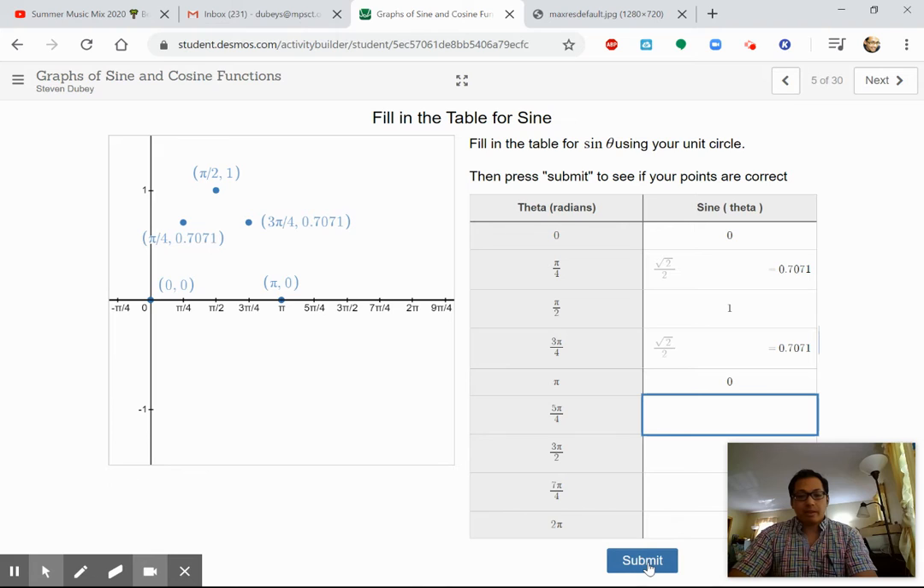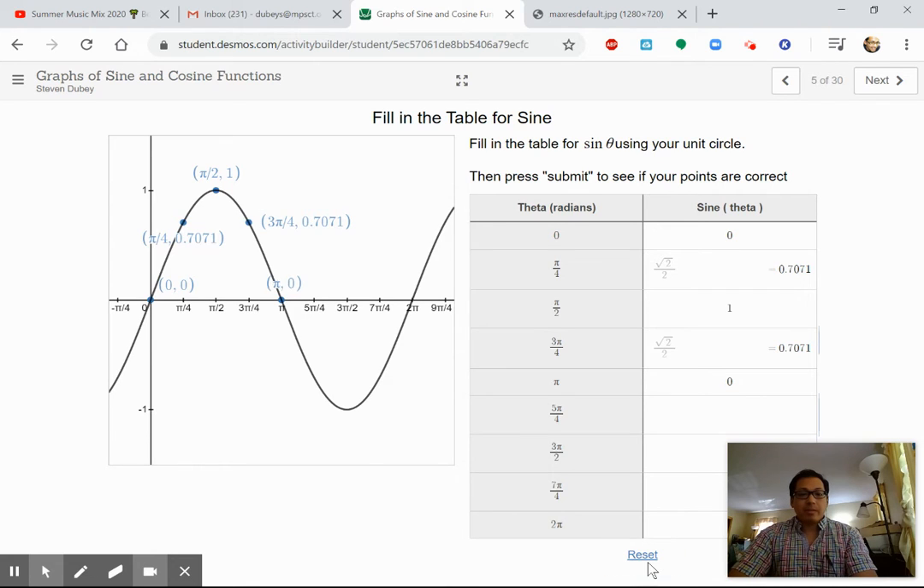I'm not going to fill in the rest of these. You can fill them in. But if you hit submit, you'll see this is what the sine function looks like with these points going through it. Remember, we only listed some of the angles, but if we filled it in for every single angle as a function of the angle, we would get this entire curve.